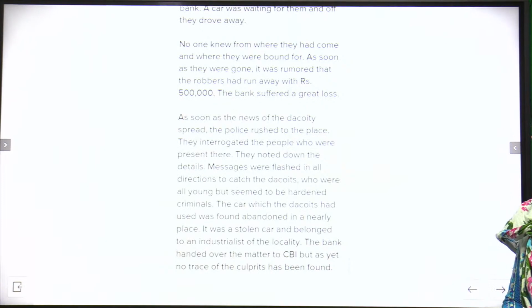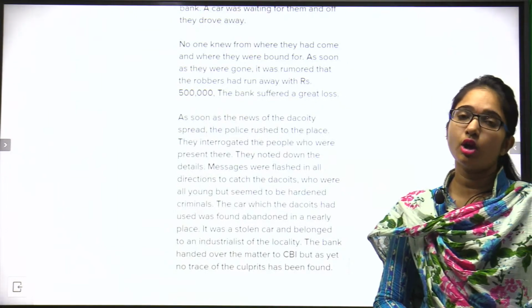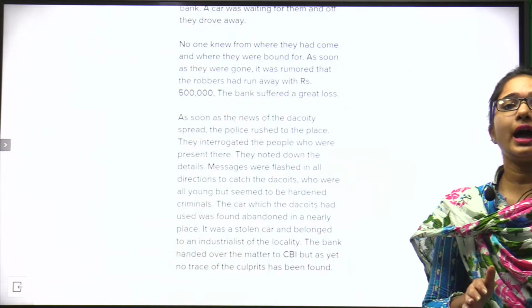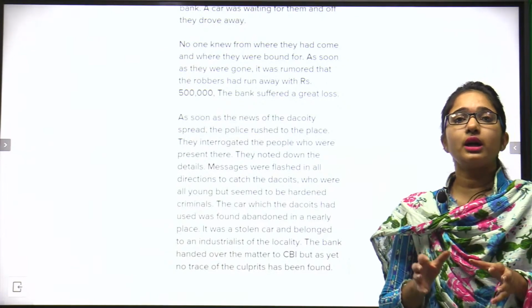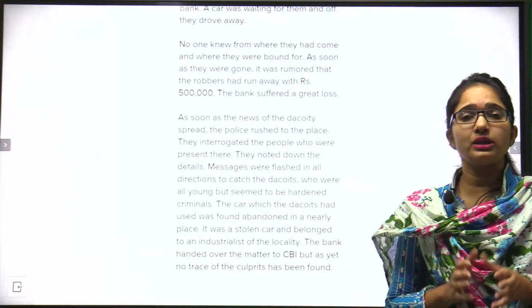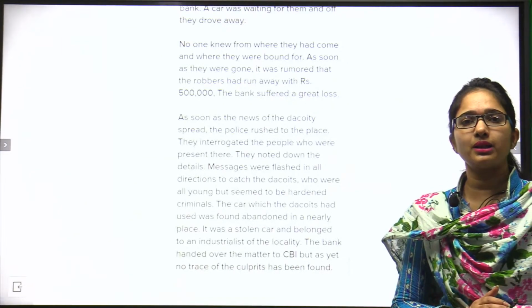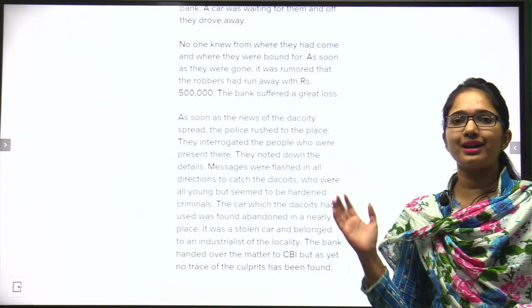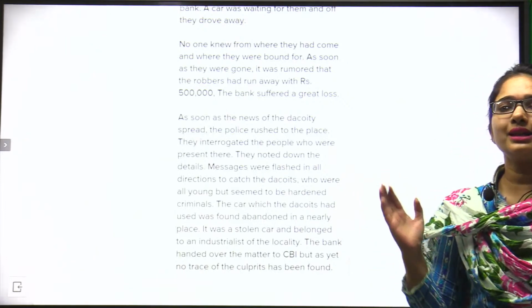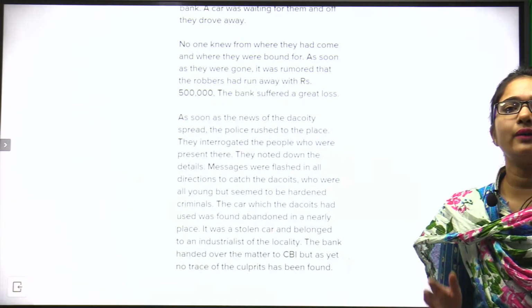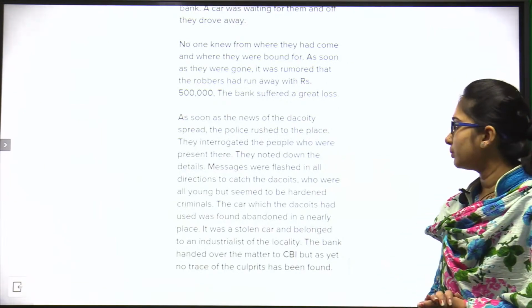Messages were flashed in all directions to catch the dacoits, who were all young but seemed to be hardened criminals. Those people who had come for the robbery were young youths, the young generation, but they were criminals. So the police sent a message in all directions that these criminals should be caught anyhow.